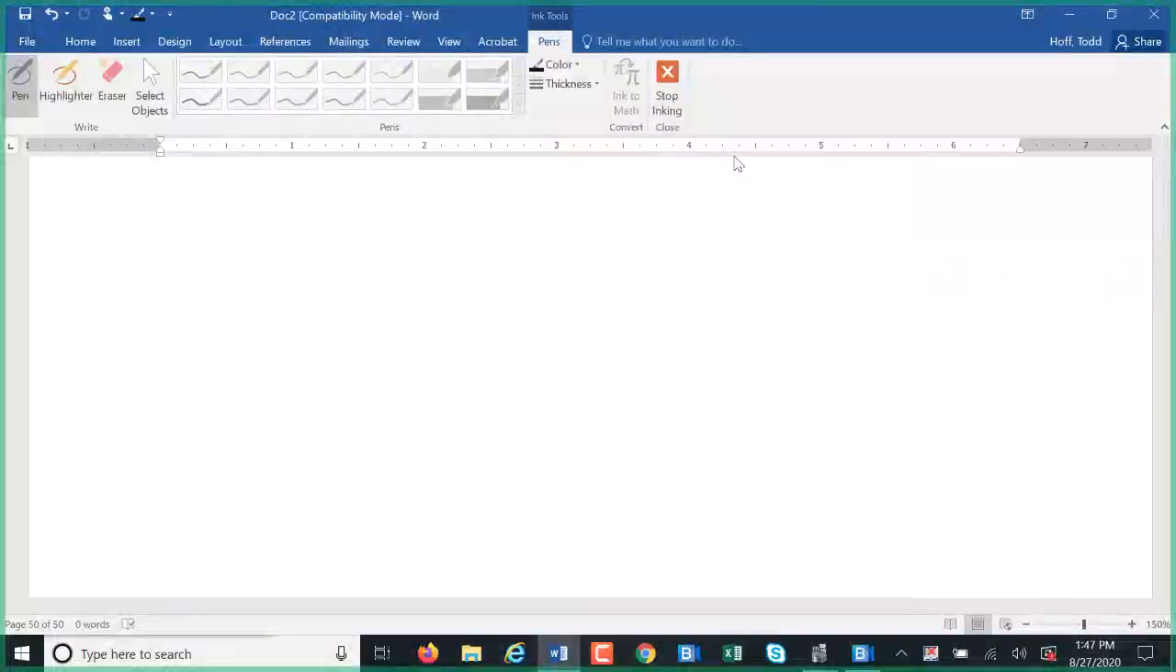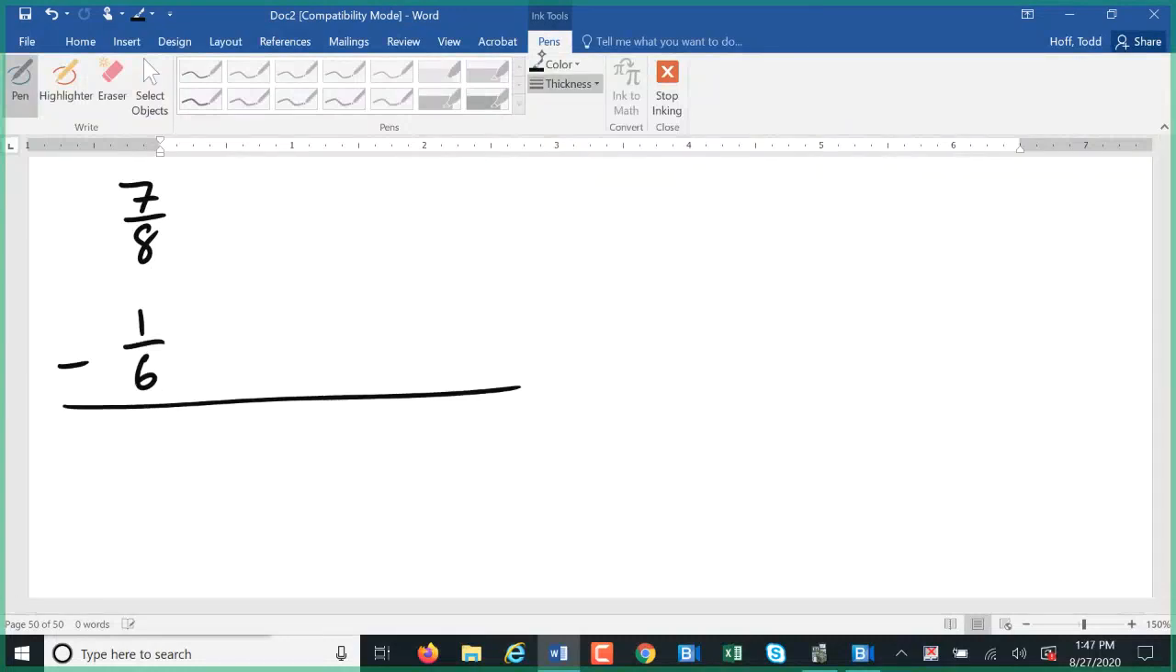Let's look at subtraction. Subtraction, we've said before, follows the same rules as addition. That's true. We have to have the same name. Once we have the same name, we combine the counts and we keep that same name. So, let's look at something like 7/8 minus 1/6. Our common denominator there is going to be 24.